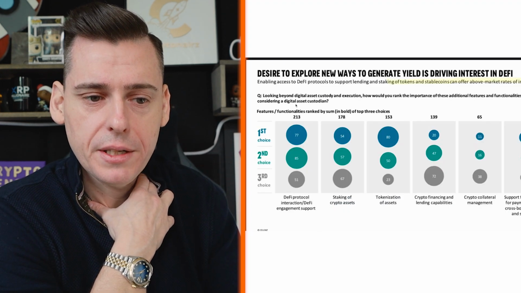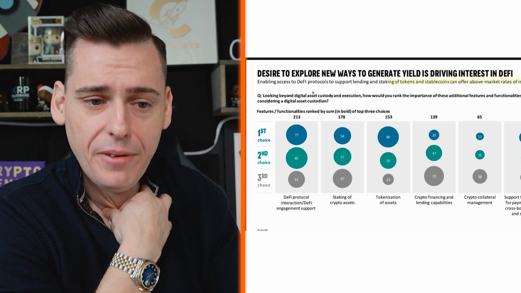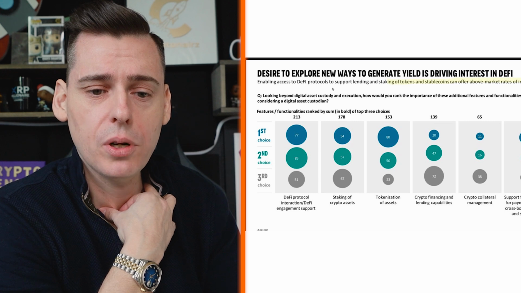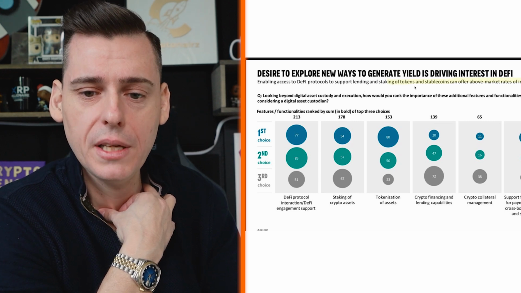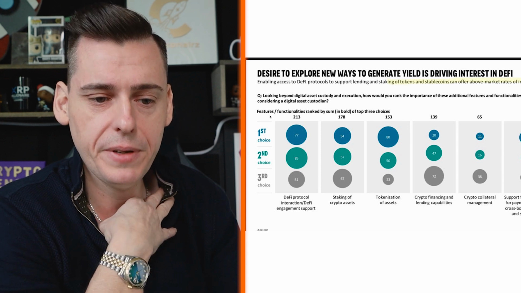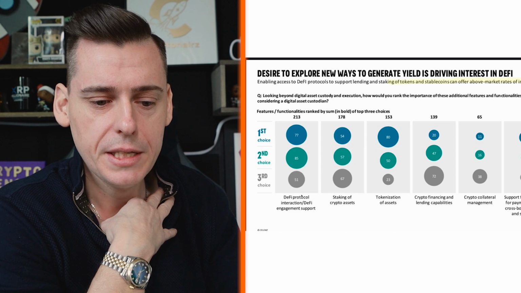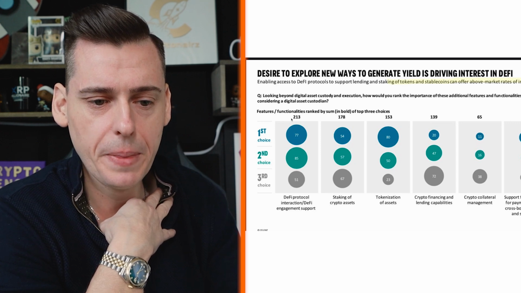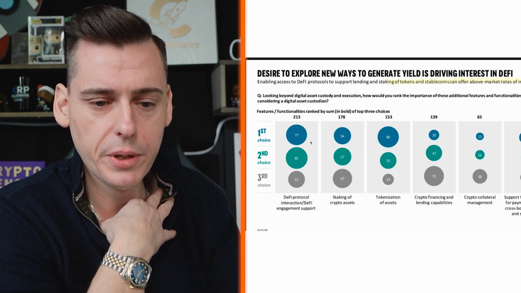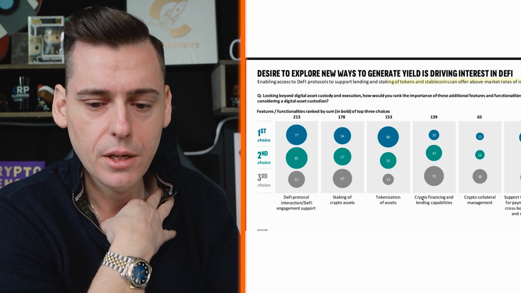And we got some information here. It says, desire to explore new ways to generate yields is driving interest in DeFi. Enabling access to DeFi protocols to support lending and staking of tokens and stablecoins can offer above market rates. And so we're looking here at features and functionalities ranked by some, in bold, and the 3 choices. So it says DeFi protocols interaction, DeFi engagement, right? So a lot of people, first choice here, staking of crypto assets, tokenization, crypto financing.